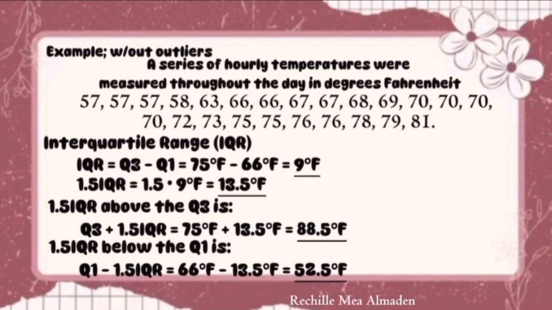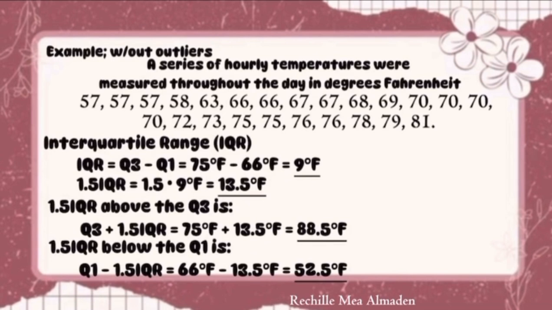1.5 IQR below the first quartile: the formula for this is the first quartile minus 1.5 IQR. So this is what we will follow. Our first quartile is 66 degrees Fahrenheit minus 13.5 degrees Fahrenheit. So the total is 52.5 degrees Fahrenheit.